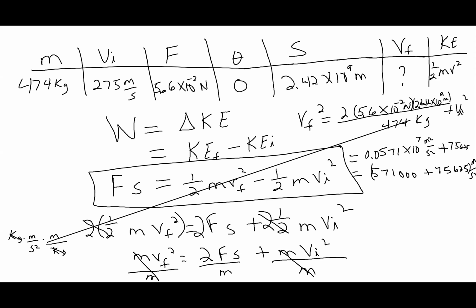Okay, so now to find the V final, I take the square root of that sum. So those numbers I add together. Okay, so I add to that 571,000. So under my radical, I have 646,625 meters squared per second squared. Then I take the square root.